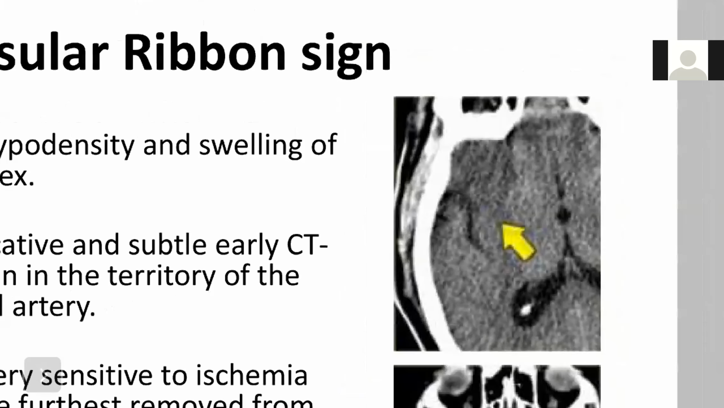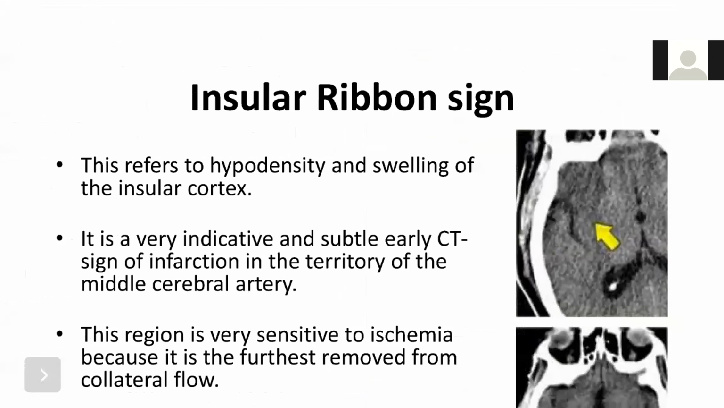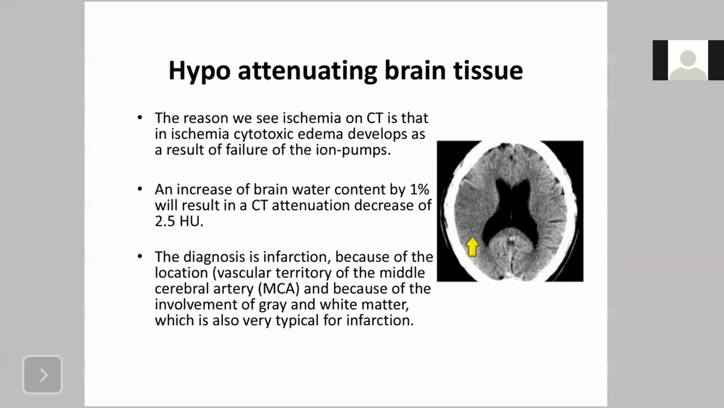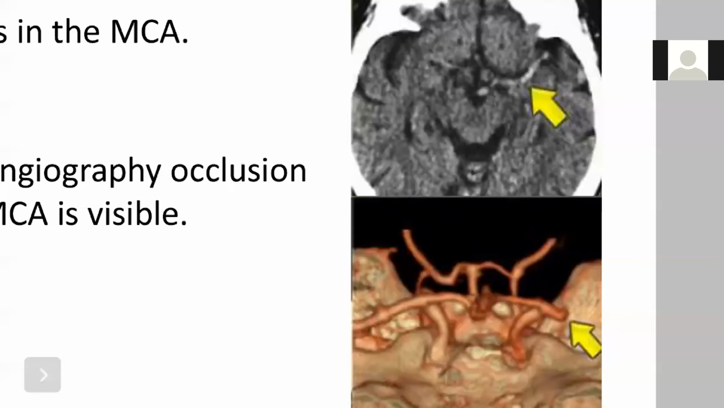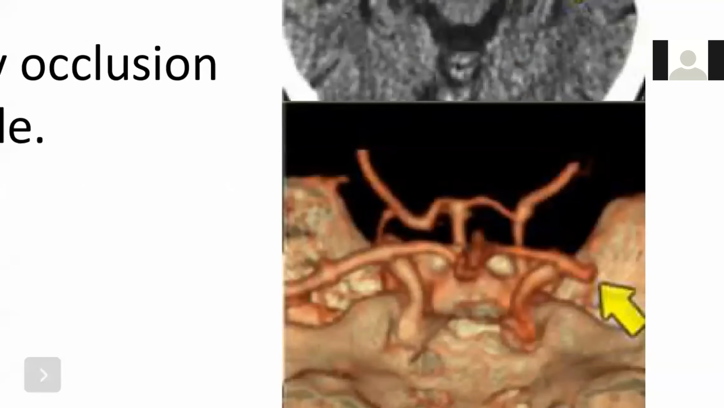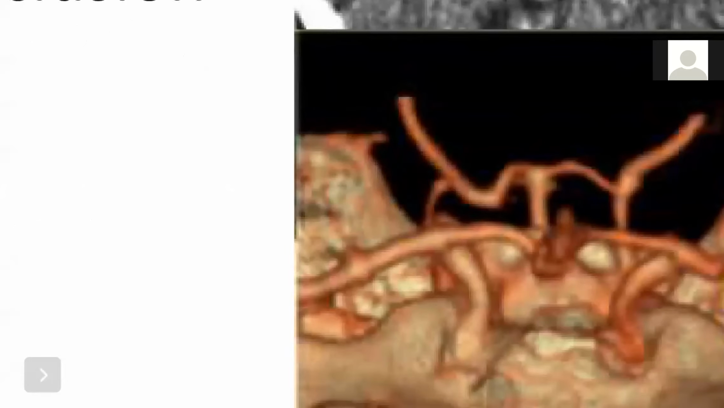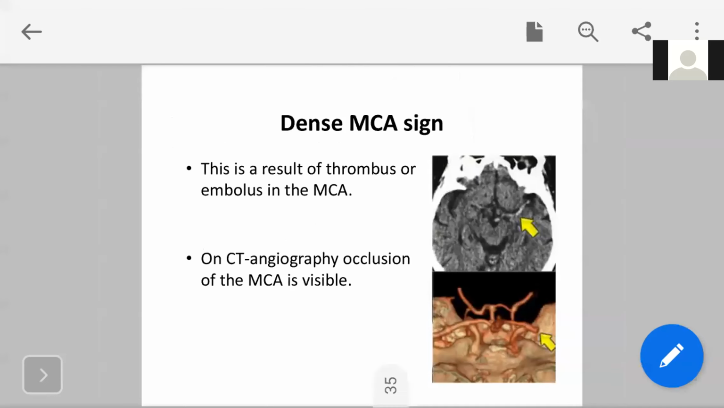So what you have seen: hypoattenuating brain tissue, insular ribbon sign, and the dense MCA sign. This is very important. When the MCA is thrombosed, it appears like this, where the arrow is the result of thrombus or embolus in the MCA. On CT angiography, occlusion of the MCA is visible like this. On CT angio, a 3D imaging of the blood vessels can be obtained, and if you compare the two sides, where the arrow is indicating, the artery is blocked, the artery is ending, and you cannot see further, right?